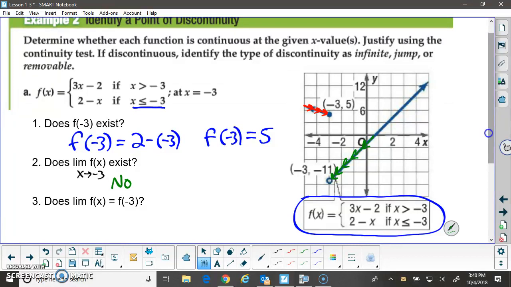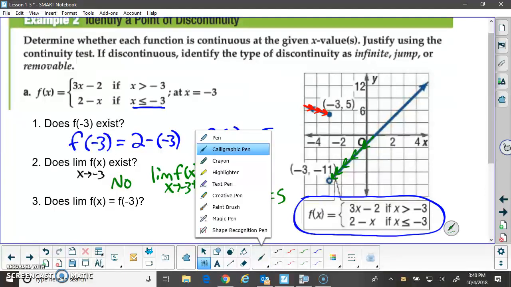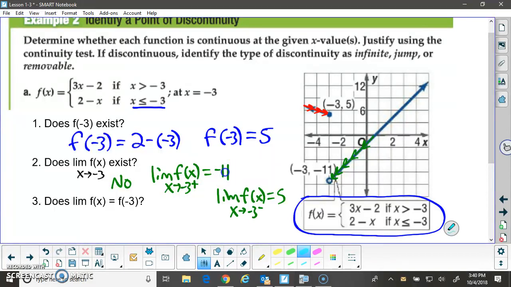And the reason the limit does not exist is because the limit of the function as x approaches negative 3 on the right equals negative 11, and the limit of the function as x approaches negative 3 on the left equals 5. These two values are not equal to each other. It's got to approach the same thing on either side. Therefore, this fails the continuity test, and we don't need to do the third part to show that the limit equals f of negative 3.